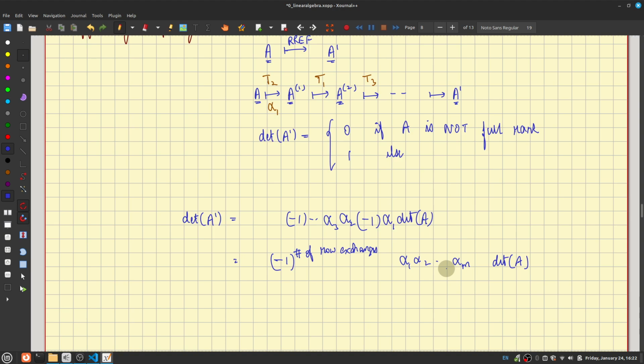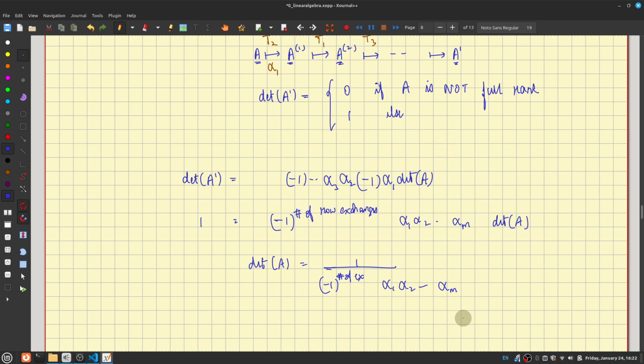All right, great. So now if the determinant of A prime is equal to 0, that is, it's not full rank, then I don't need to do anything. I know that the determinant of A is equal to 0. If the determinant of A prime is equal to 1, then the left hand side is equal to 1, and I know all of these quantities over here. So it's very easy to compute the determinant of A, right? It is just 1 divided by this whole thing. It is minus 1 to the power of the number of row exchanges times alpha 1, alpha 2, and so on up to alpha n. Right? So now I have a simple algorithm to compute the determinant.